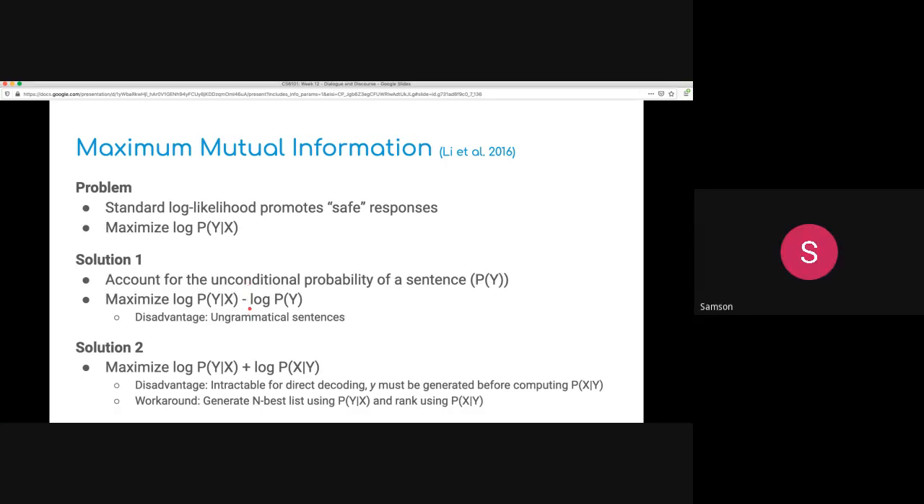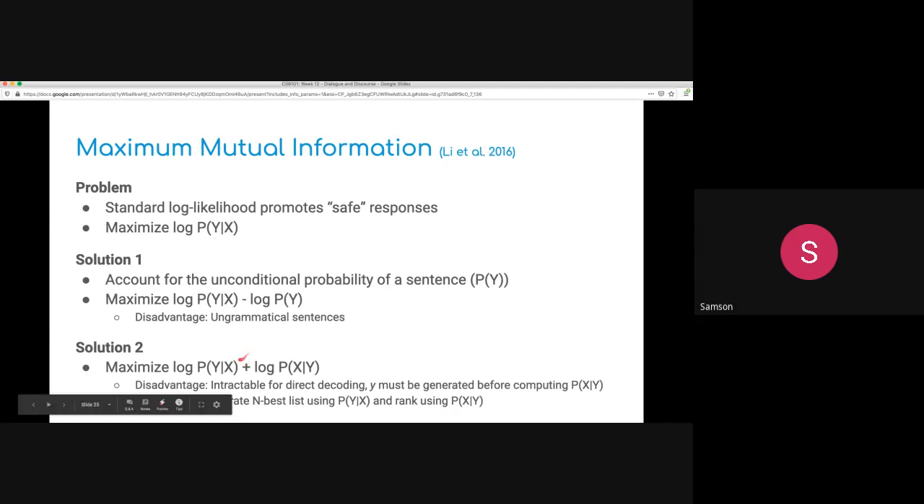Yes. Okay. So what they suggest is adding a lambda here to control this overall probability. If it's zero, then it just becomes the same as before, right? But then you can control it. It's like a trade-off between ungrammatical sentences and safe but useless sentences.